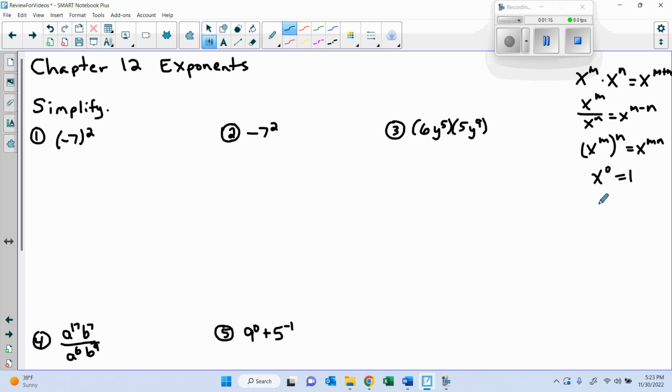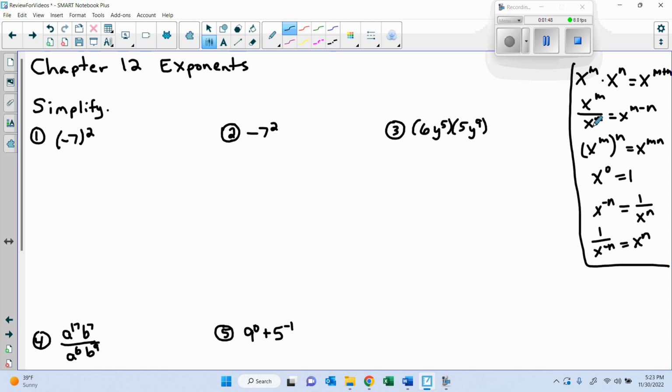And if you get a negative exponent, like x to the minus n, it means 1 over x to the n. And also just remember, if it's in the bottom and it has a negative sign, then you just move it to the top and it becomes positive. So basically moving it the different direction changes the sign of the exponent. That has nothing to do with the number, just the exponent. So that is your basic exponent rules.